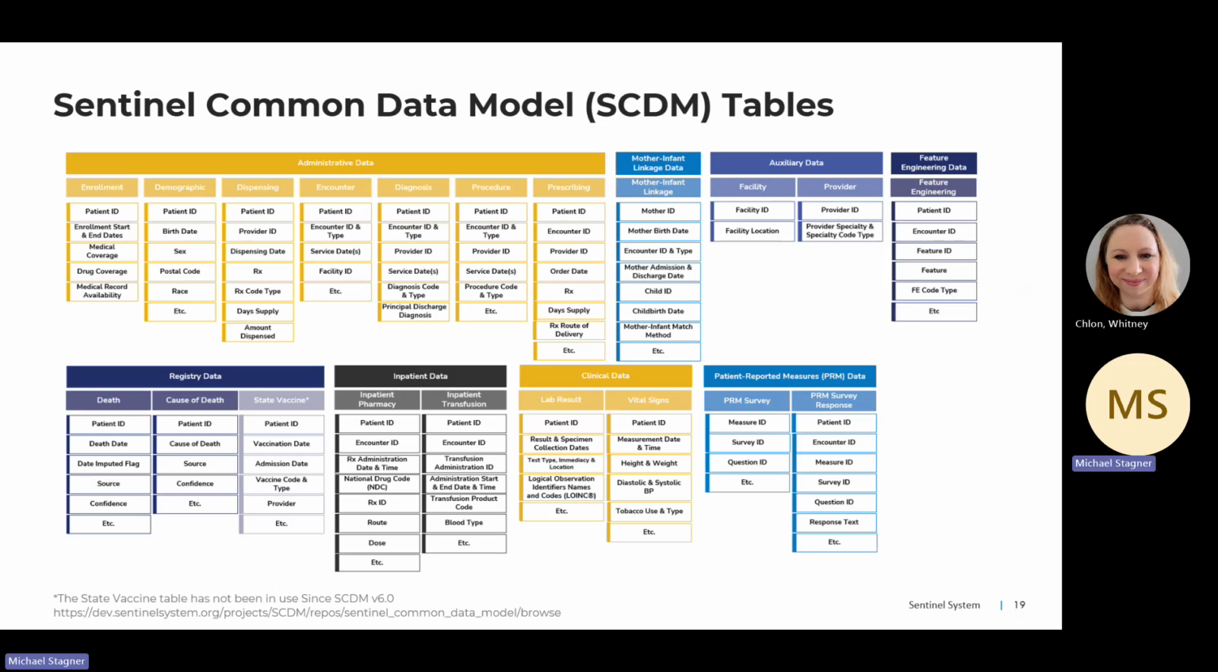Here's a list of the entire Sentinel Common Data Model tables. And the first part of the transformation is the sort of core set of tables here, which is demographic and enrollment information, and also prescription drug dispensing and healthcare utilization, encounter, diagnosis, that sort of thing. We also, for the Medicaid and CHIP data mart, create a mother-infant linkage table, which is described right here. And all this information can be found on the sentinelinitiative.org site.